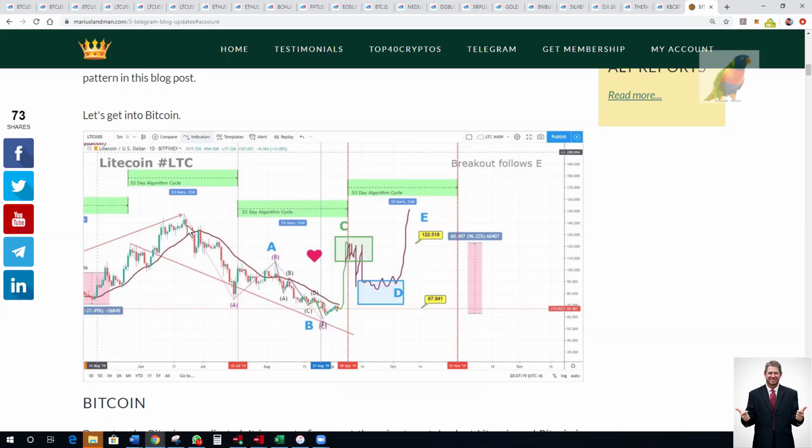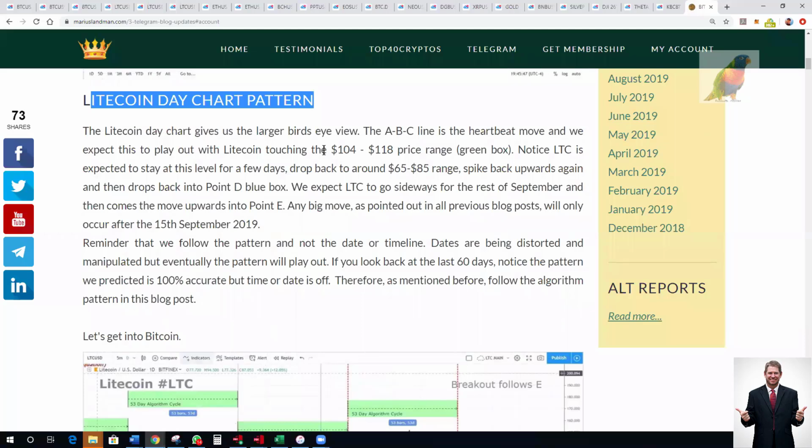It is probably a little bit confusing because we've got another ABC here, that pink line there. But if you follow us on the live webinars every week, you'll know that we've been talking about the ABCDE move. The ABCDE move is always the algorithm pattern that we use. We've used that since the beginning of January, or from 15 December 2018, and you're going to see these ABCDE patterns play out every single time. So we expect Litecoin touching 104, 108.